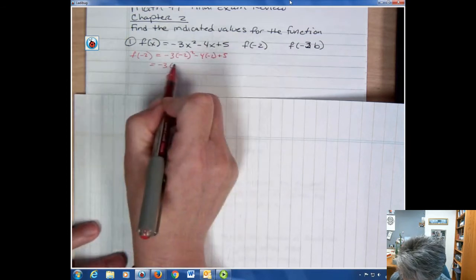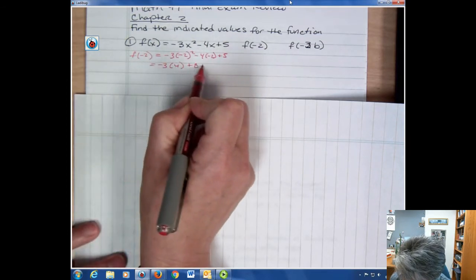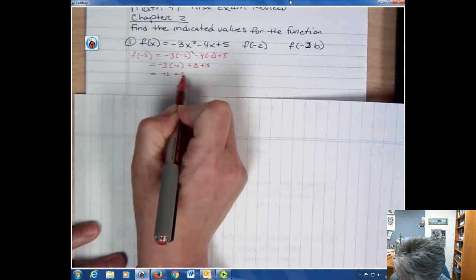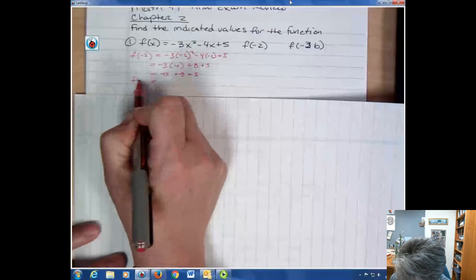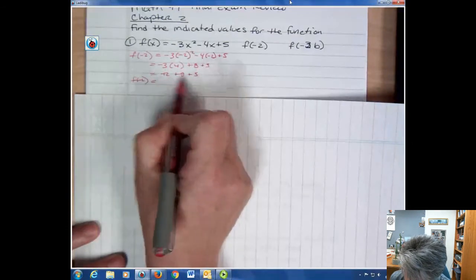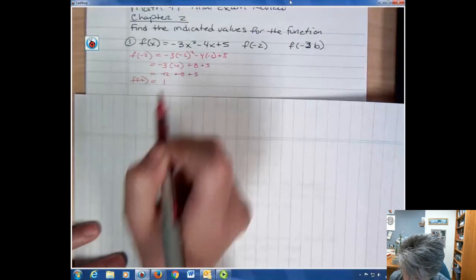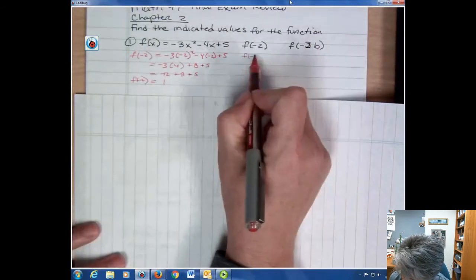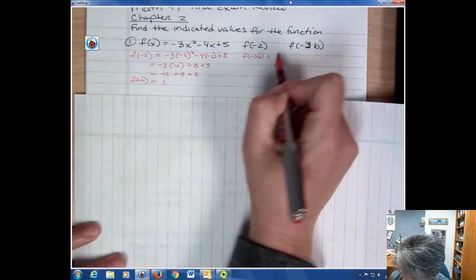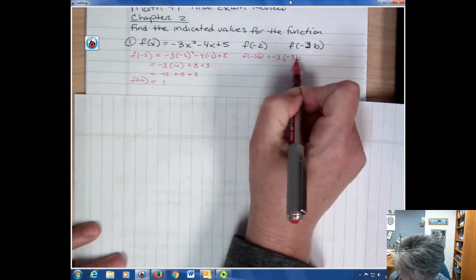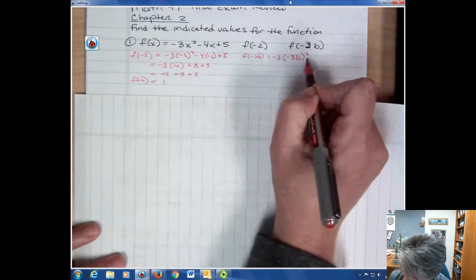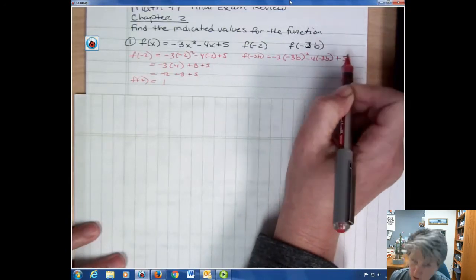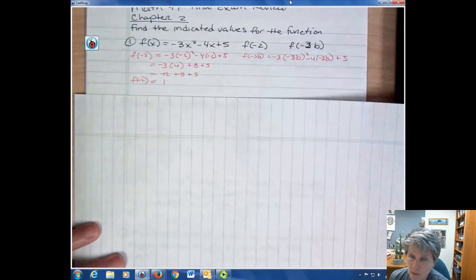That's -3 times 4 plus 8 plus 5, and that's -12 plus 8 plus 5, and that would be -4 plus 5 is +1. And over here, I'm putting in -3b, and that would be -3 times (-3b) squared minus 4 times (-3b) plus 5. Notice the parentheses around everything I'm plugging in.